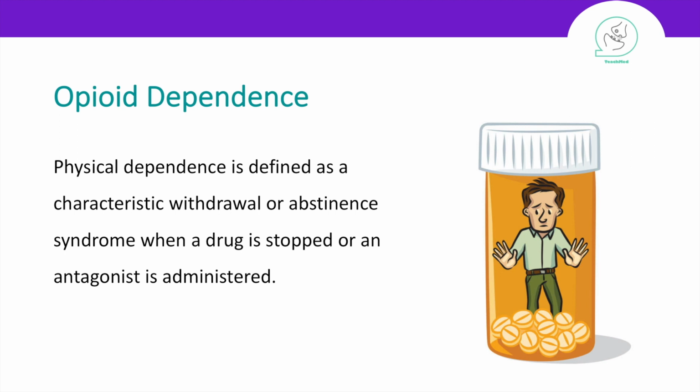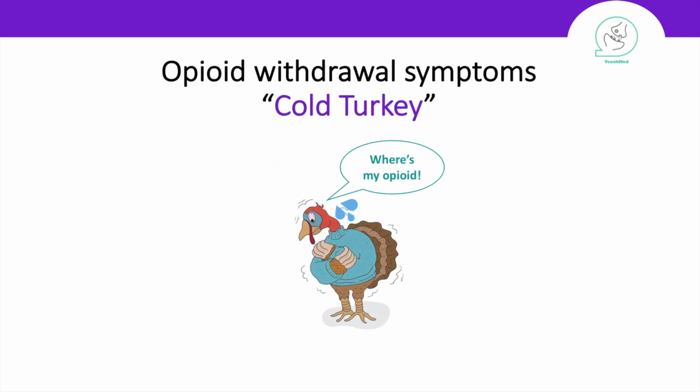So let's read. Physical dependence is defined as a characteristic withdrawal or abstinence syndrome when a drug is stopped or antagonist is administered. Like this guy in the picture. He cannot leave opioid. But what are the withdrawal symptoms? Remember the cold turkey. Can you describe it?